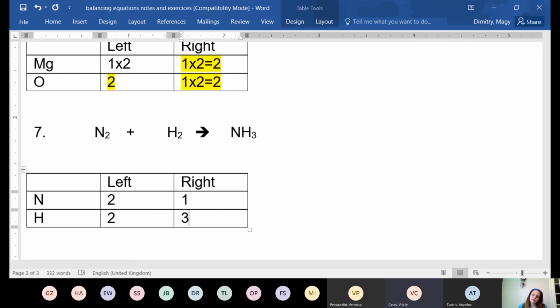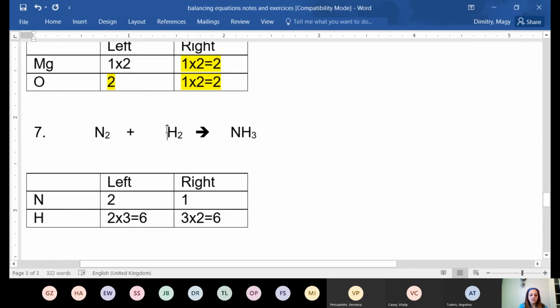For H, would it be 6? Yeah, exactly. So you would do 2 times 3, and here 3 times 2. And now they would be equal. So that means at the hydrogen on the left here, I have to put a 3. And on the right, I have to put a 2.